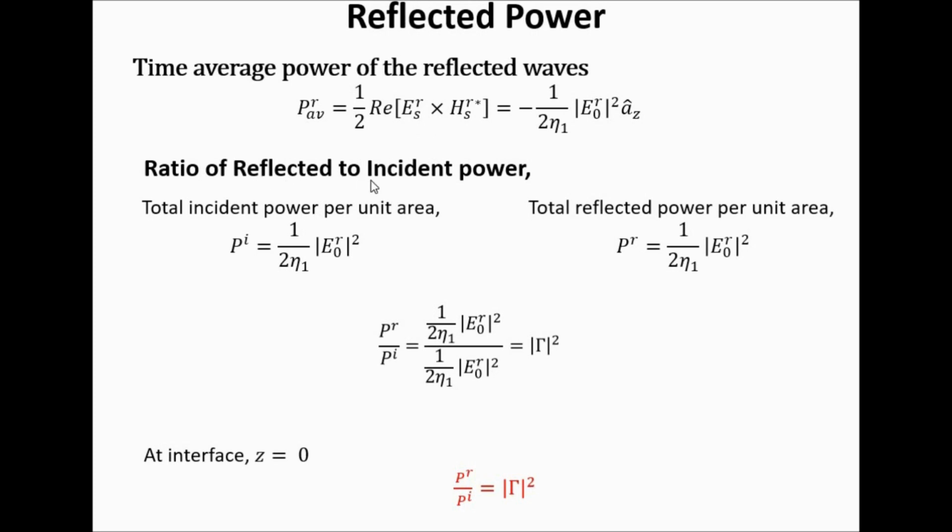Now the ratio of the reflected to incident power. You have the incident power expression here and the reflected power expression here. If you take PR over PI, you will get gamma squared. So at the interface, PR over PI equals gamma squared. If you know gamma, you can find the ratio of the reflected and incident power. Once you find the incident power, you can find the reflected power. Or, once you know the reflected power, you can find the incident power by using this formula. Or if the power is known, you can find the reflection coefficient.